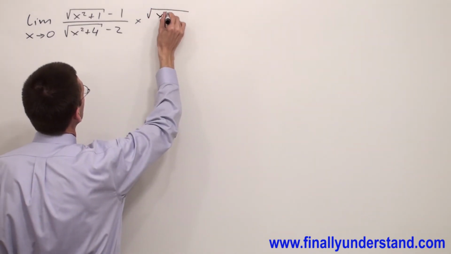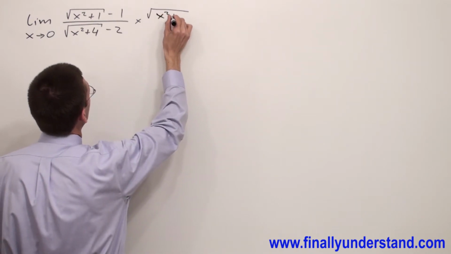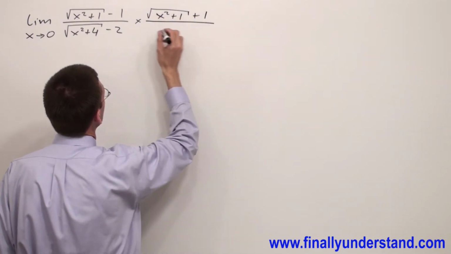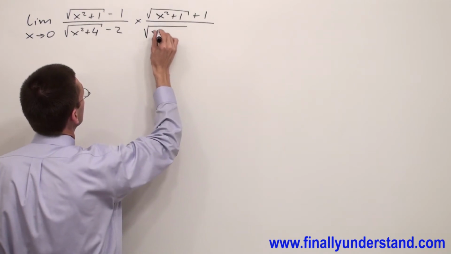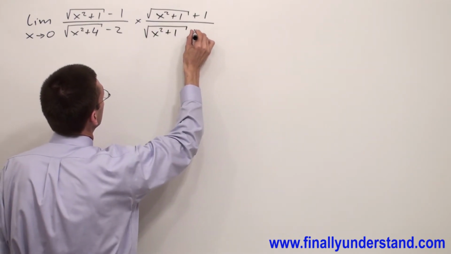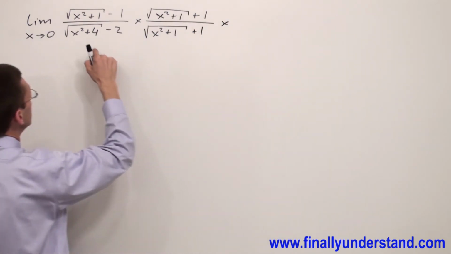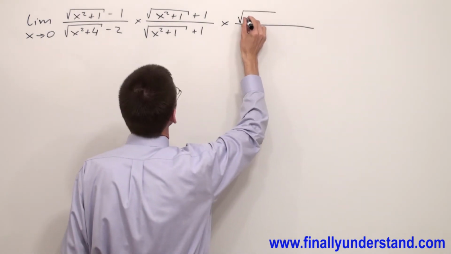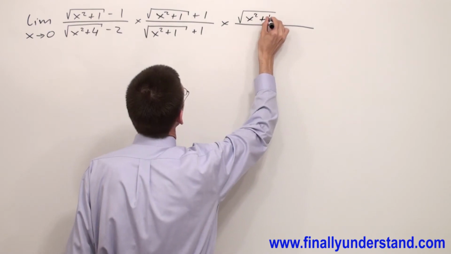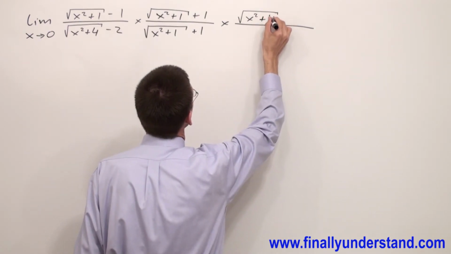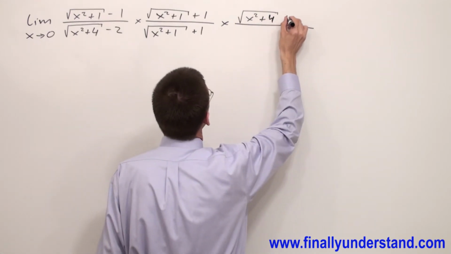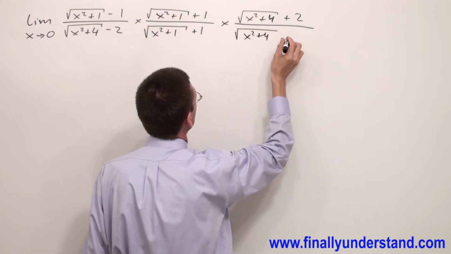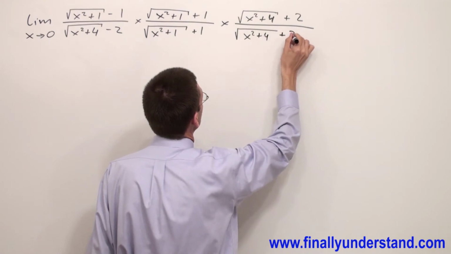Square root of x squared plus 1 over square root of x squared plus 1, and the conjugate of the denominator, which is square root of x squared plus 4 plus 2, and I have square root of x squared plus 4 plus 2.